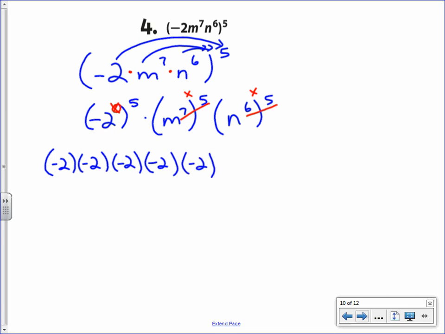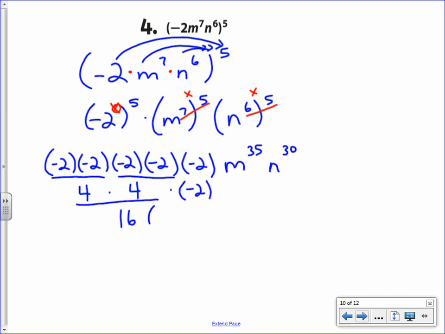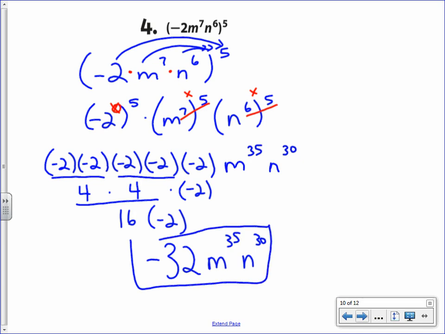M to the 7th to the 5th power is m to the, good, 35th, times n to the, what's 6 times 5? Good, 30. No calculator, please. Negative 2 times negative 2 is 4, and 4 again, and times negative 2. That's 16 times negative 2, which gives us negative 32, m to the 35th, n to the 30th. There's my final answer.